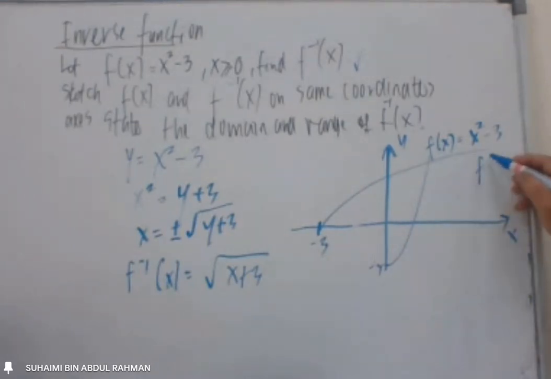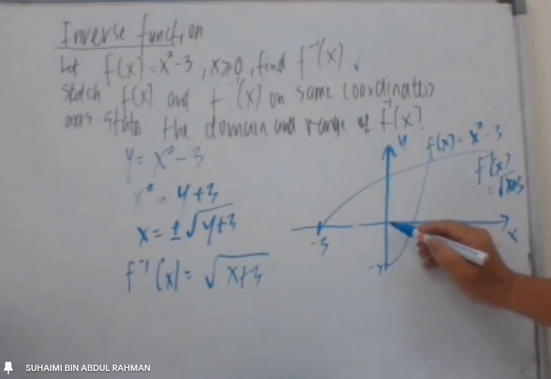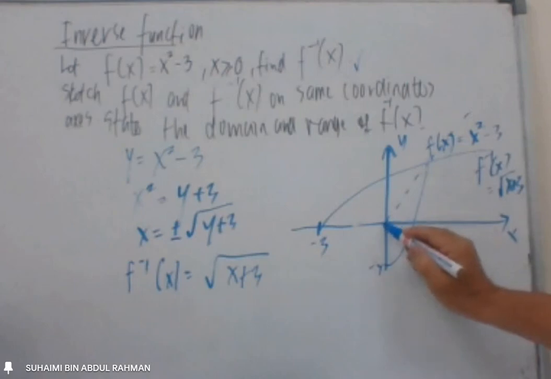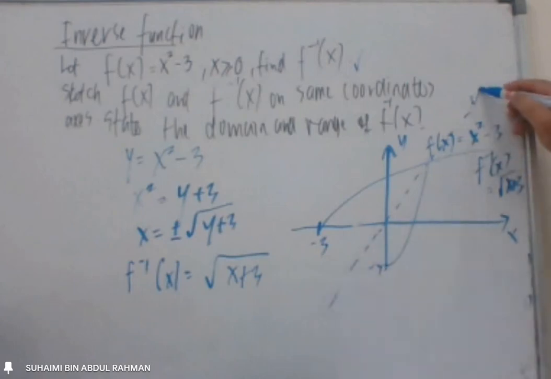This is the inverse function, square root of x plus 3. When we look at these two graphs, they are reflections of each other about one line, the line y equals x.